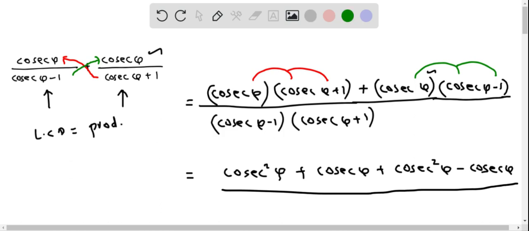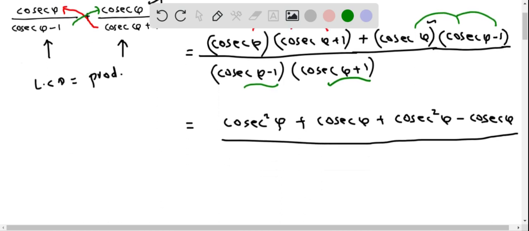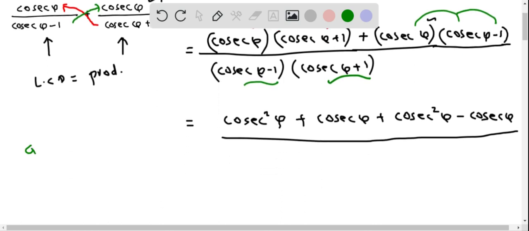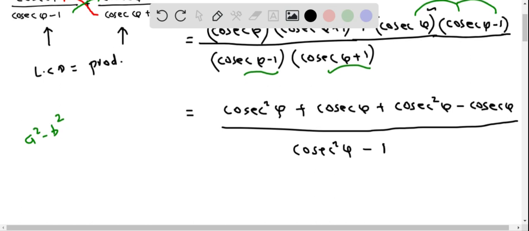Now if we look at the denominator, we have a difference of squares. We can apply the difference of squares formula because we have a minus b times a plus b, where a is cosecant phi and b is 1. So we can write this as a squared minus b squared, where a is cosecant phi. Therefore in the denominator we will have cosecant squared phi minus b squared, which is 1 squared, which is 1. So I write this as 1.